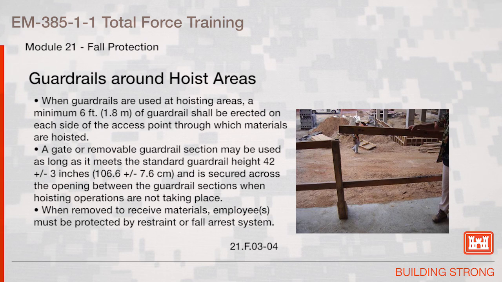Guardrails around hoist areas. When guardrails are used at hoisting areas, a minimum 6 feet of guardrail shall be erected on each side of the access point through which materials are hoisted. A gate or removable guardrail section may be used as long as it meets the standard guardrail height of 42 plus or minus 3 inches and is secured across the opening between the guardrail sections when hoisting operations are not taking place. When removed to receive materials, employees must be protected by restraint or fall arrest systems.